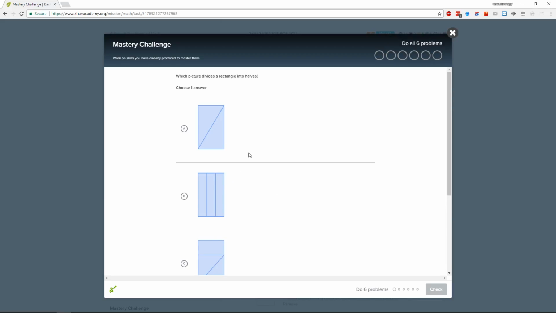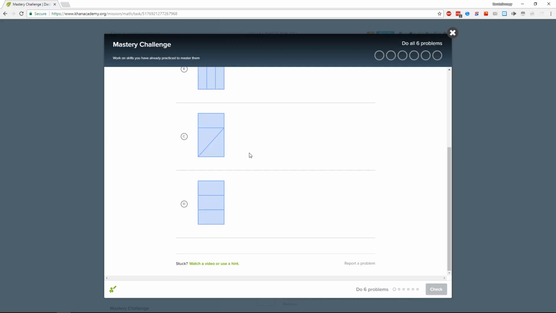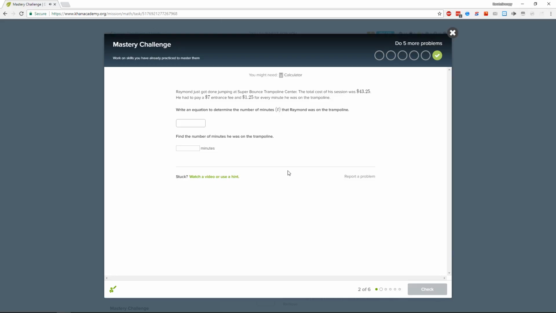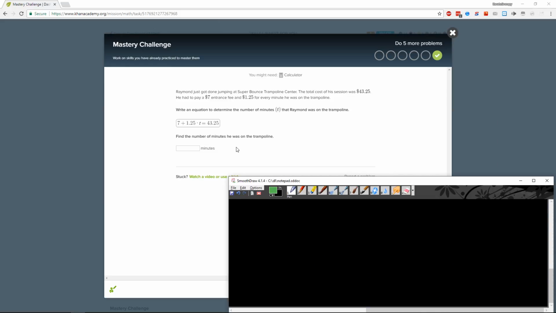Which picture divides a rectangle into halves? Raymond just got done jumping at Super Bounce. The total cost was blah. He had to pay a $7 entrance fee and $1.25 for every minute. So 7 plus 1.25 times t equals 43.25. Find the number of minutes.